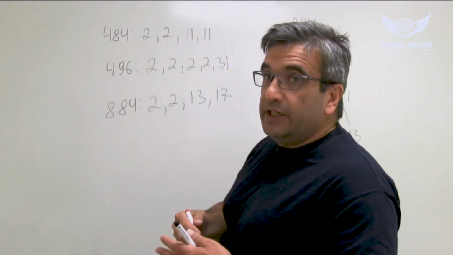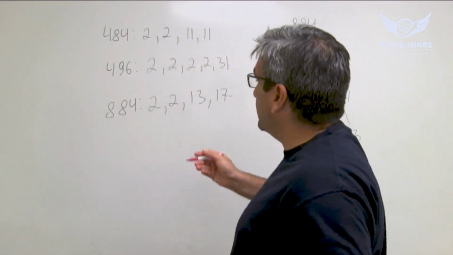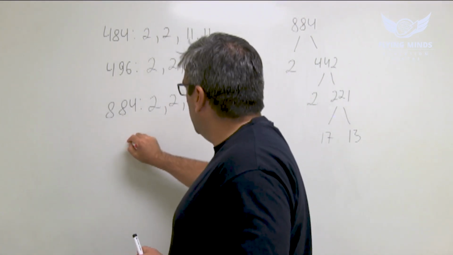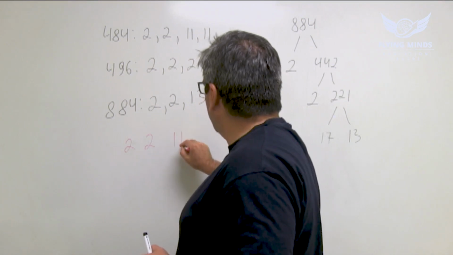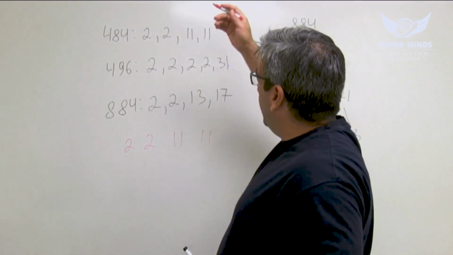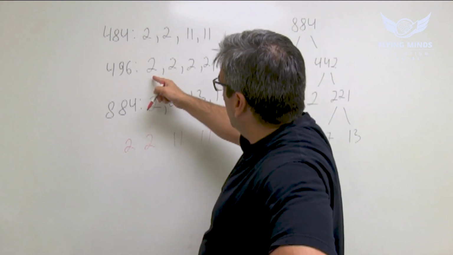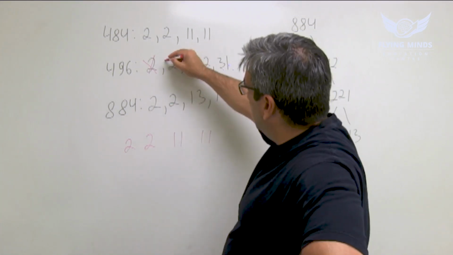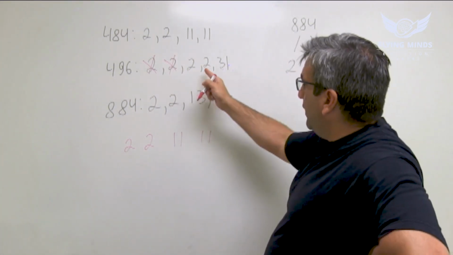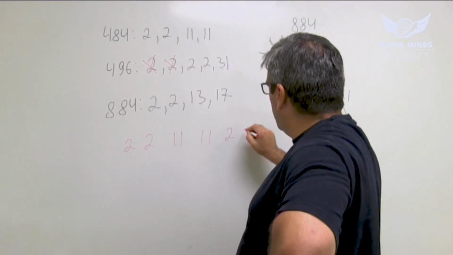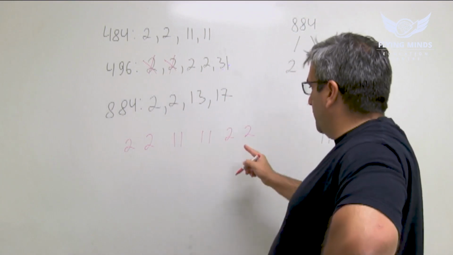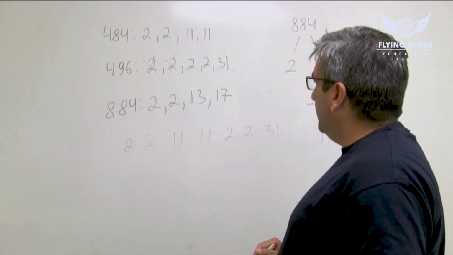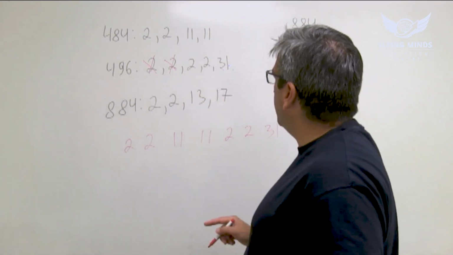So now we take unique factors, right? We take the first number, we write all factors from the first one. So it will be 2, 2, 11, and 11. Second number, right? We check 2, we already have, we cross it. Next 2, we already have that 2. And then we have 2 additional factors of 2, so we write them down because we don't have them. Then we have 31. So we're done with the second number.